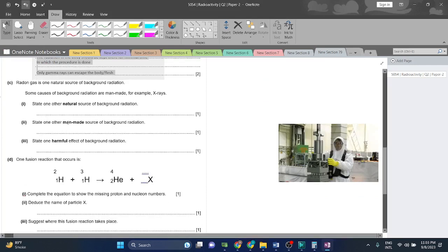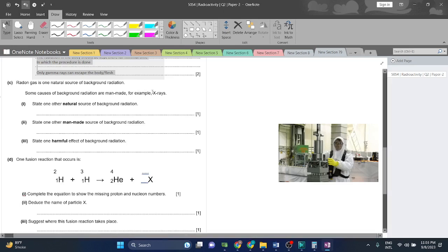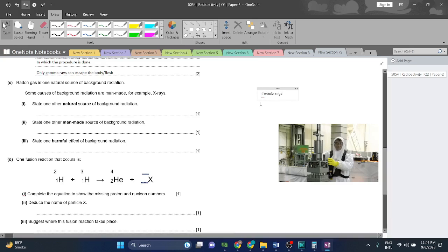Radon gas is one natural source of background radiation. Some causes of background radiation are man-made, for example X-rays. State one other natural source of background radiation. So we can simply write cosmic rays. As simple as that.